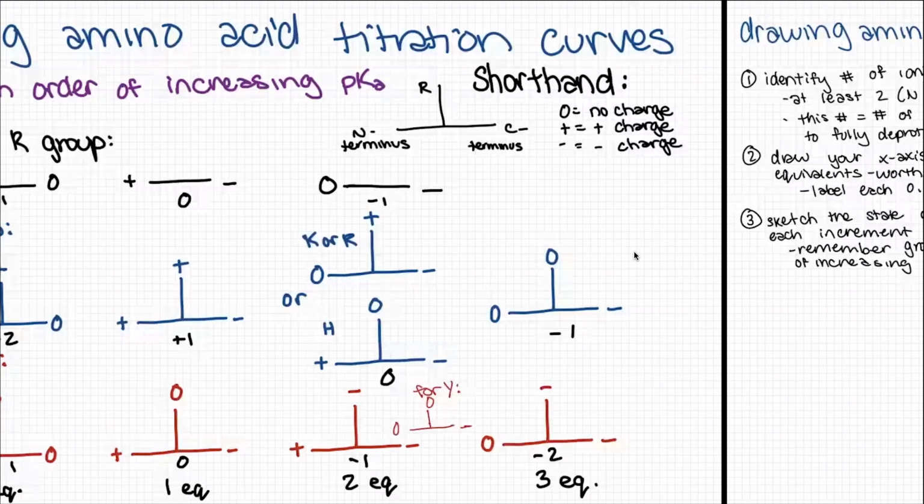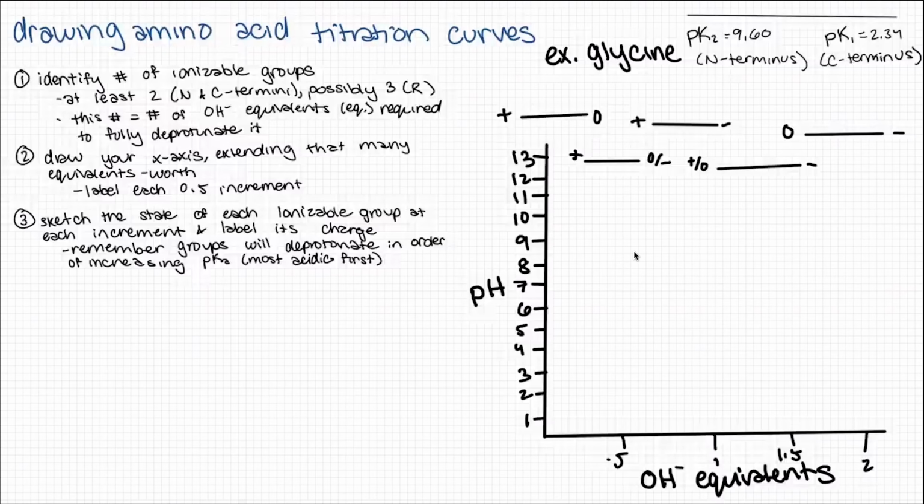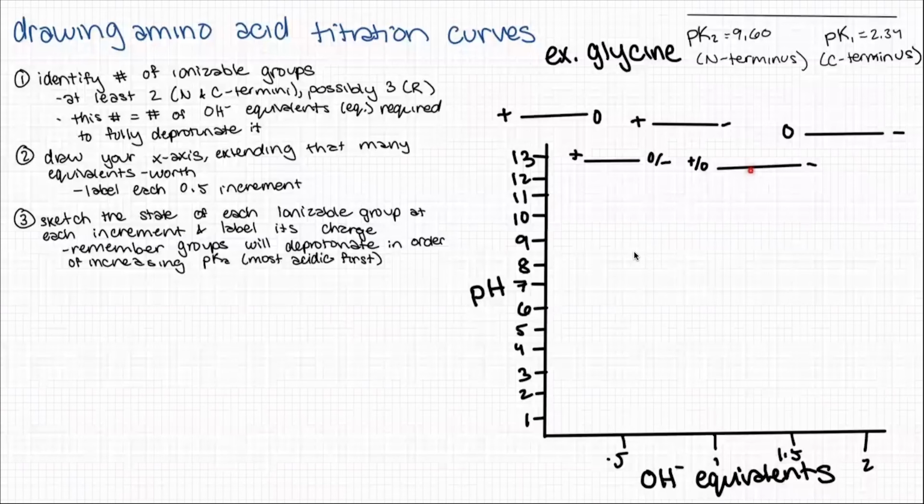And so what we want to do is sketch out each of these points corresponding to the number of equivalents. What I like to do is plot them right above the number of OH minus equivalents. Remember, you have a full group's worth at each full equivalent, and halfway between them you're going to have half of it protonated and half deprotonated at the site that we're talking about. And remember that these groups are going to deprotonate in order of their increasing pKa, with your most acidic group first. So in this case, it's going to be our C-terminus.